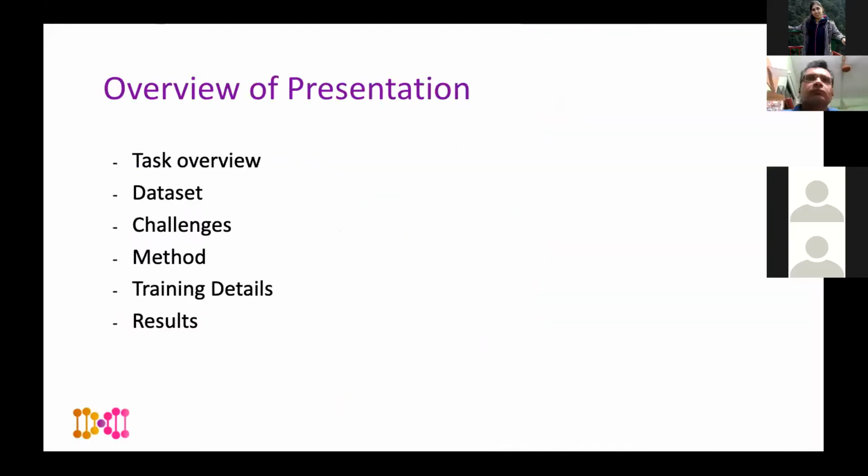To give a brief overview of what I'm going to present, I'll really quickly describe the task and the data set, then move on to some of the challenges that we faced, describe our method, some of the training details, and then conclude with some of the results.